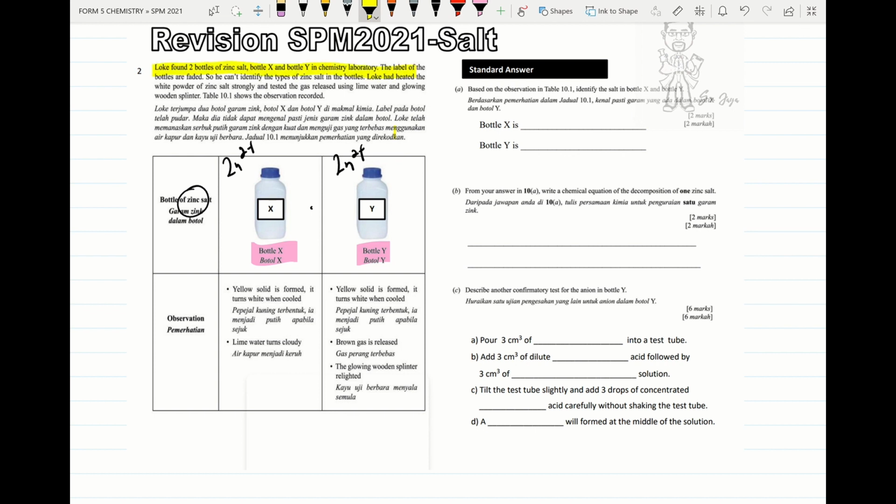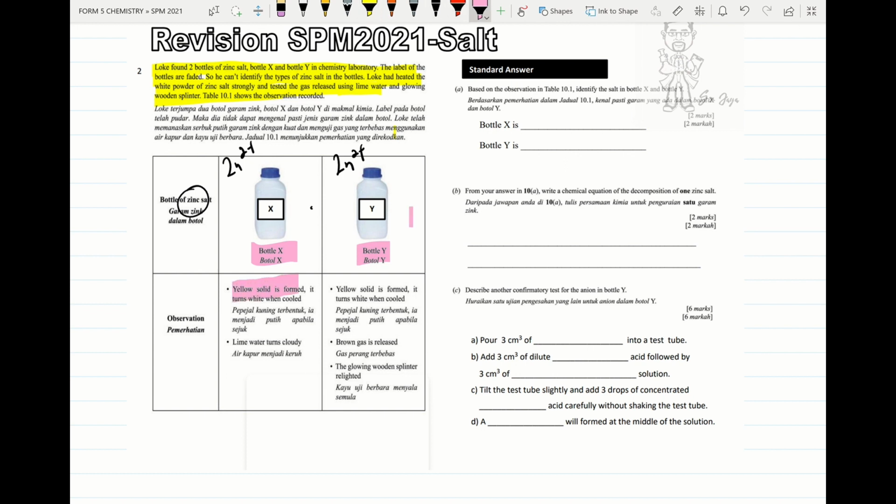Log found two bottles containing zinc salt, bottle X and bottle Y, in the laboratory. The labels of the bottles are faded, so she can't identify the type of salt. She has to heat the zinc salt strongly and test the gas released using lime water and a glowing wooden splinter. Alright, so it shows the findings.